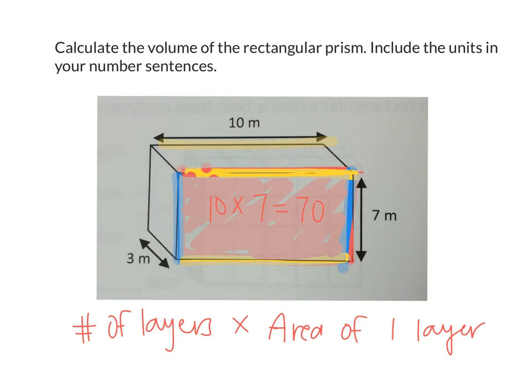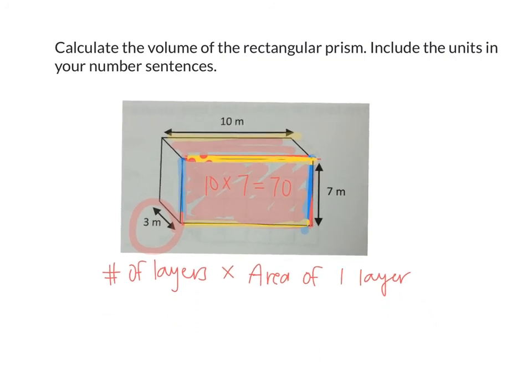So now that I know that the area of this rectangle right here in red is 70, I have to think about how many layers of it would there be going back. Well, that's this face, isn't it? Right? So how many layers would there be? 3. So I have to take 70, which is the area of one layer, multiply it by the number of layers. So how many layers do I have? 3 times, what's the area of one layer? 70. And how did we find the 70? We did 10 times 7.